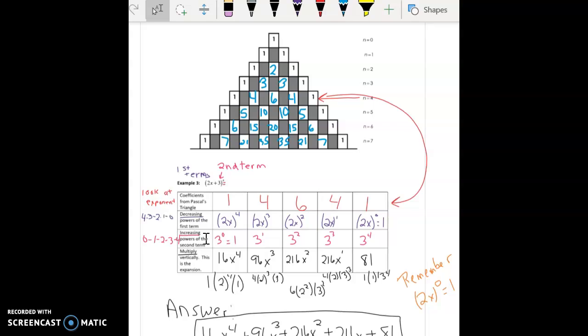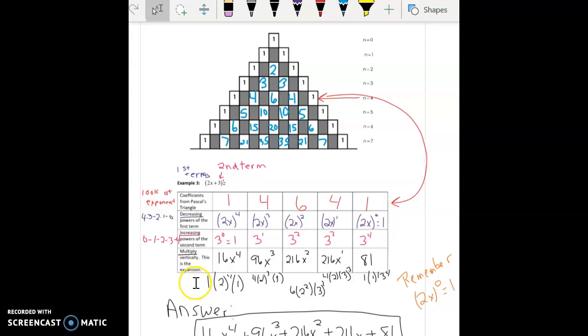The third step is you're going to go increasing powers of the second term. The second term is a positive 3. So we're going to say 3 to the 0 power. Anything raised to the 0 power is the number 1. 3 to the 1st, 3 to the 2nd, 3 to the 3rd, 3 to the 4th. Now we're going to multiply.